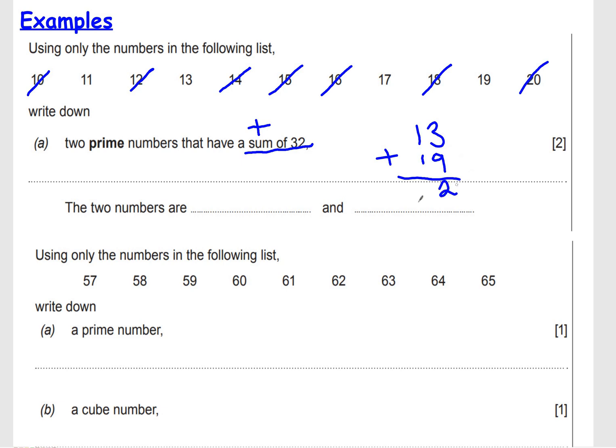3 add 9 is 12, 2 down carry 1, 1 add 1 is 2, and the one we carried is 3. So, yep, that must be our 2 numbers, 13 and 19.